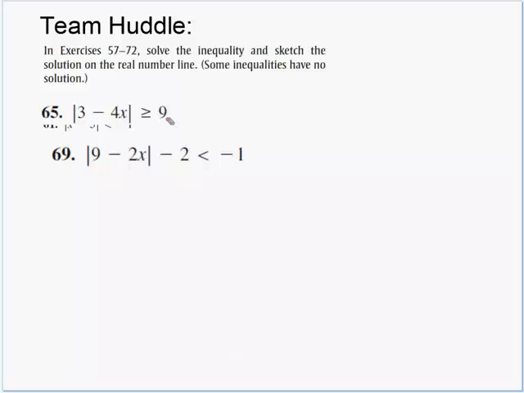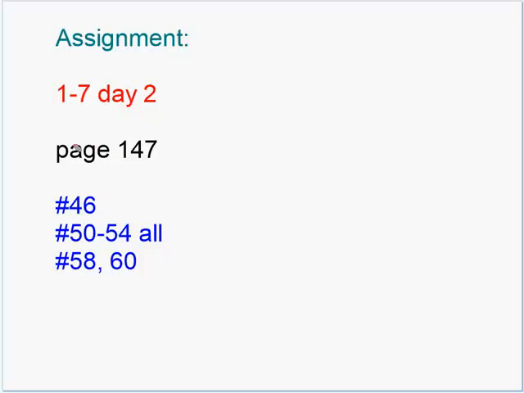And that's the end of 1.7. We'll do section 1.8 and then have a little test. The homework for this section is page 147, 46, 50 to 54 all, and 58 and 60. Watch out for no solutions.